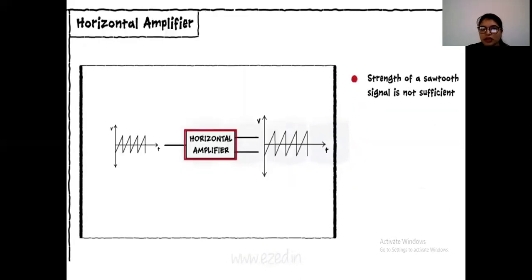And the last block is the horizontal amplifier. That is, the input signal which is provided by time-base generator to horizontal amplifier will be amplified, and the output signal will be like this. So the strength of the sawtooth wave which has been generated by time-base generator will be amplified by this block. So strength will be increased.